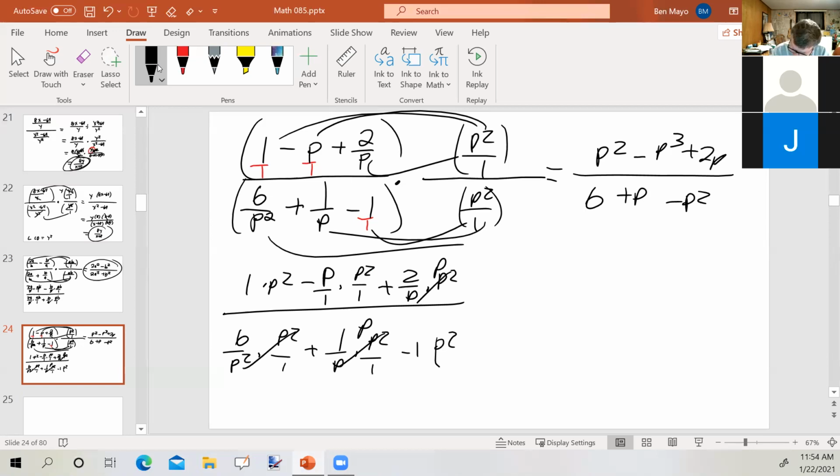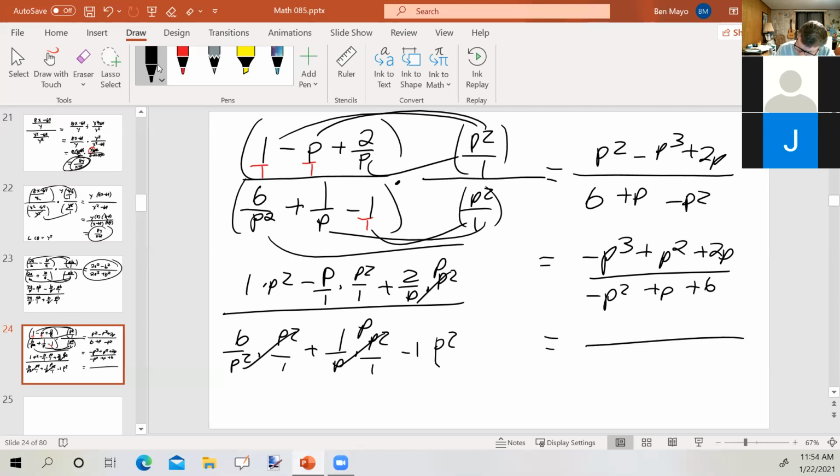Well, let's see. I'm going to rewrite the top and the bottom both in descending power. So on top, I've got negative p cubed plus p squared plus 2p. And the bottom, negative p squared plus p plus 6. On top, I'm going to factor out a negative p, and I'll have p squared minus p minus 2. And on the bottom, I'm going to factor out a negative, so I'll have p squared minus p minus 6.